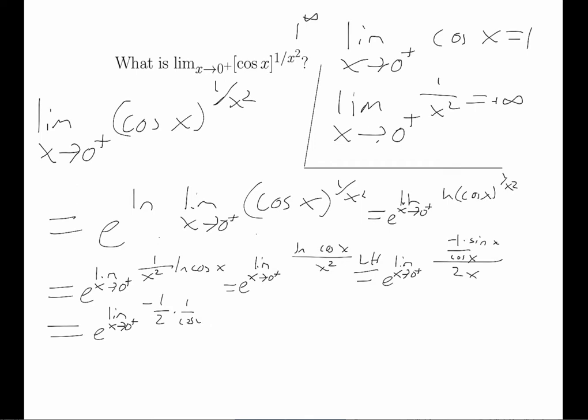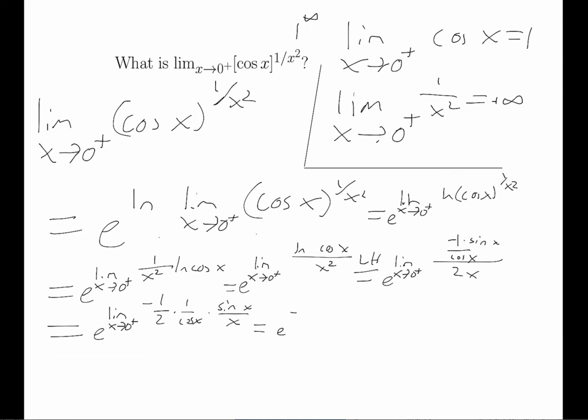Negative a half, 1 over cosine x, sine x over x. We could apply L'Hopital's rule again. There'd be nothing wrong with that. You'd get to the right answer. But we might notice a shortcut, which is that we can use the limit laws to break this into pieces we know.